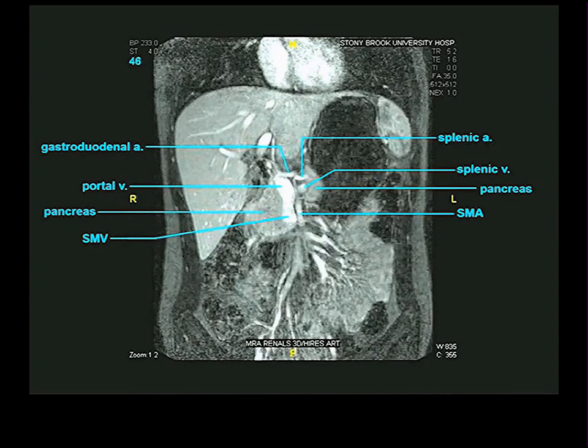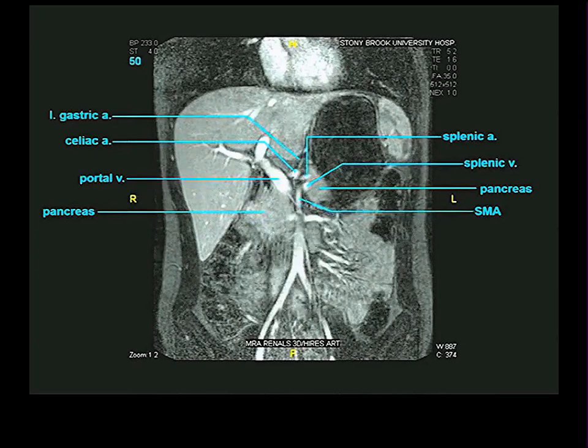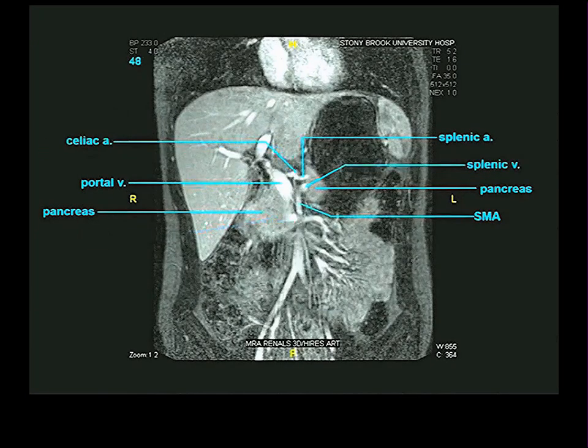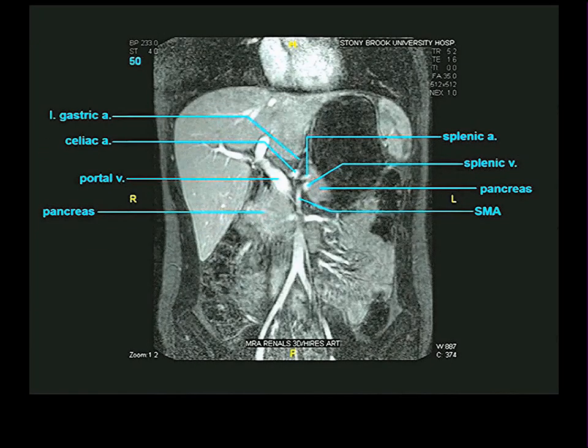What's wrong with this? How is this labeled incorrectly? It's the common hepatic artery. Yeah, because that's the common hepatic artery, not the gastroduodenal. Here is our celiac to the right, common hepatic to the left, splenic. Is there a left gastric here? Yeah, see that thing heading up like that? I'm calling it left gastric. Well, it has to head up to get to the stomach.